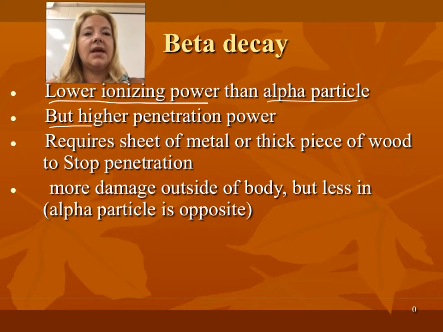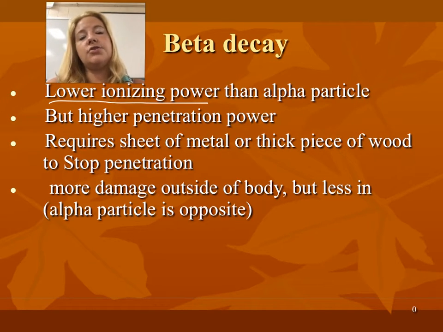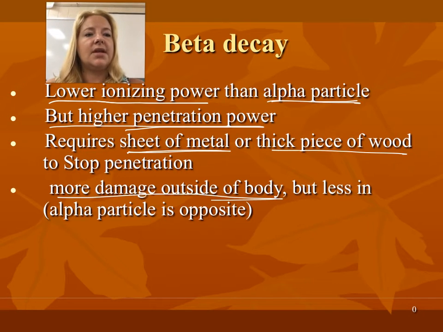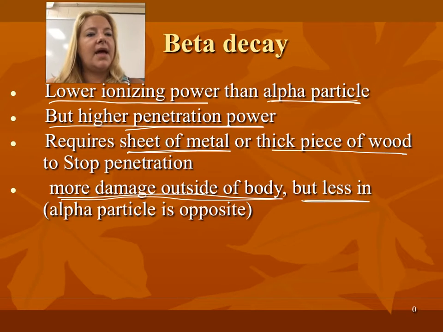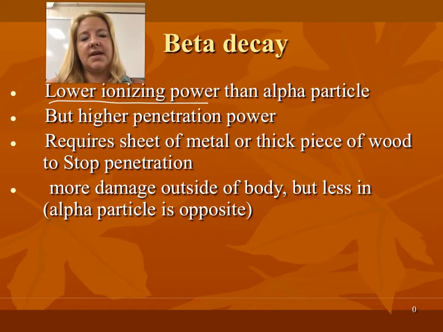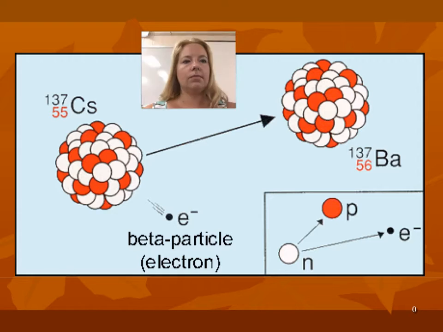But beta decay does have a higher penetration power than an alpha particle does. So in order to protect yourself from beta decay, you would need something like a sheet of metal or a thick piece of wood in order to stop that penetration. So typically beta decay is going to create more damage to the outside of your body because of that, but less damage inside of your body. And the alpha particle is going to be opposite of that.